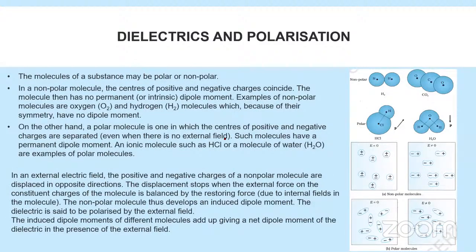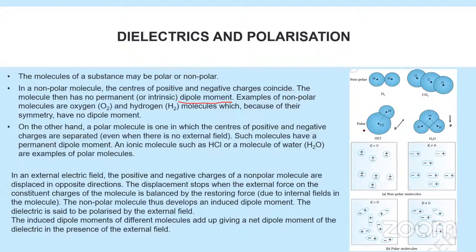So molecules of a substance can be polar or non-polar. What are non-polar molecules? Those where the centers of the positive and negative charges are coinciding. The molecule has no permanent or intrinsic dipole moment, so it does not inherently have any dipole moment. Examples would be your oxygen molecules and your hydrogen molecules, because they are symmetric. They coincide, there is a symmetry there and they don't have a dipole moment.